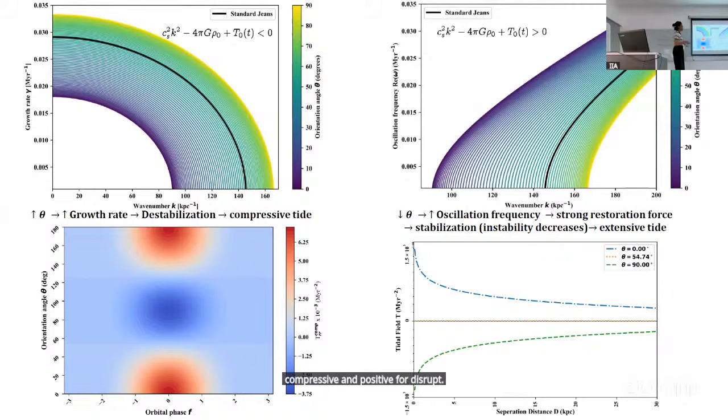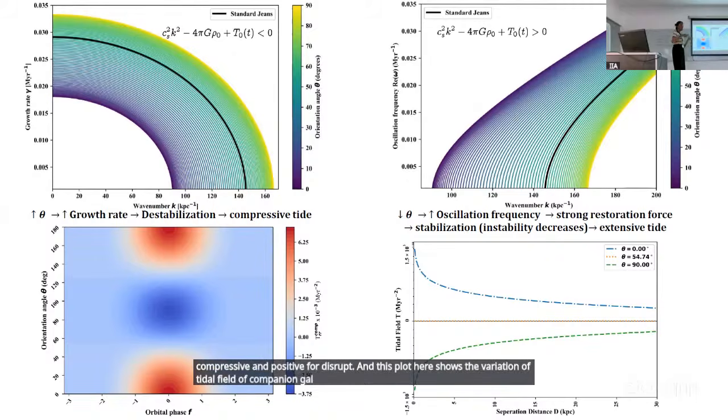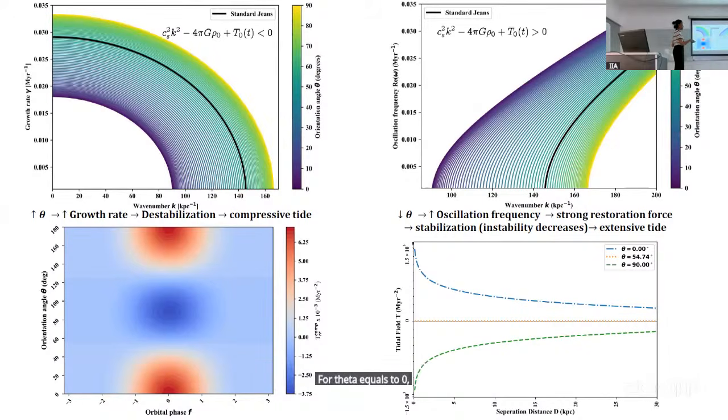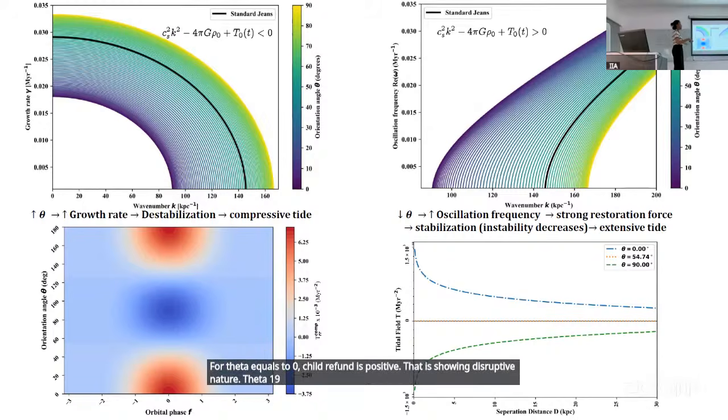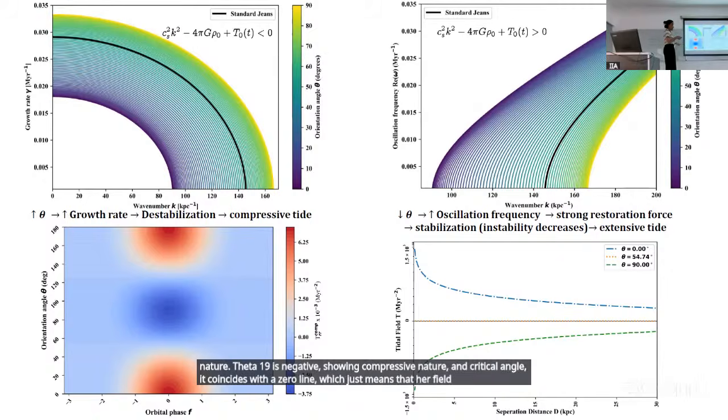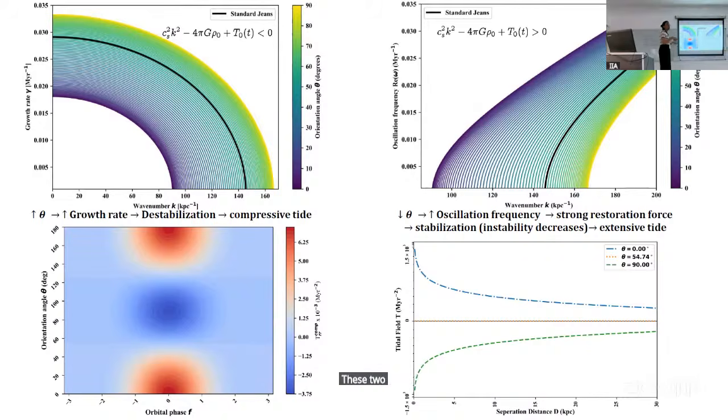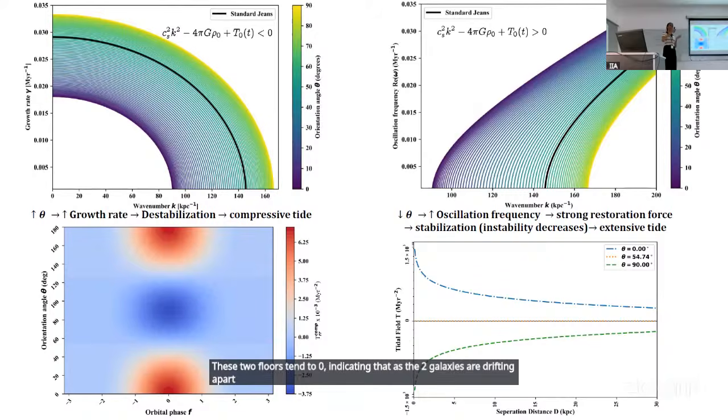And this plot here shows the variation of the tidal field of the companion galaxy with separation distance, that is the distance between the two merging galaxies. At theta equals 0, the tidal field is positive, showing disruptive nature. At theta 90 it is negative, showing compressive nature. And at the critical angle, it coincides with the 0 line, which just means the tidal field vanishes. Gradually, if we increase this distance, these two curves will tend to 0, indicating that as the two galaxies drift apart, the effect of tidal fields will reduce.